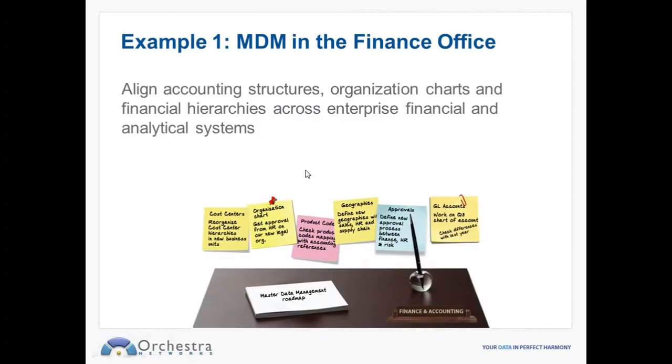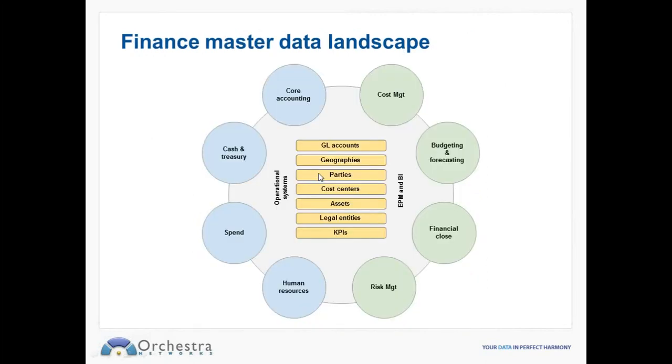The first example is MDM in the finance office. Today, most finance teams need to align their accounting structures, organization charts, and financial hierarchies across enterprise financial and analytical systems. Again, most of those data are today duplicated in many systems or many spreadsheets. If we look at the master data landscape of a finance team, we find a lot of reference data, including GL accounts or chart of accounts, geographies, parties, cost centers, assets, legal entities, and various KPIs.